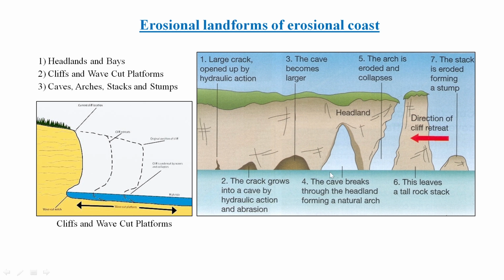Then the cave breaks through the headland, forming a natural arch. Natural arches are beautiful and spectacular structures. We'll see one of the examples of it. The arch is then eroded and sometimes collapses, leaving a tall rock stack like this. So this is the direction of retreat. You can say again it is similar to the retreat of the cliff, and the wave cut platform will increase here. Likewise here also the cliff will retreat and the wave cut platform will increase. Sometimes the stack is further eroded, forming a stump.